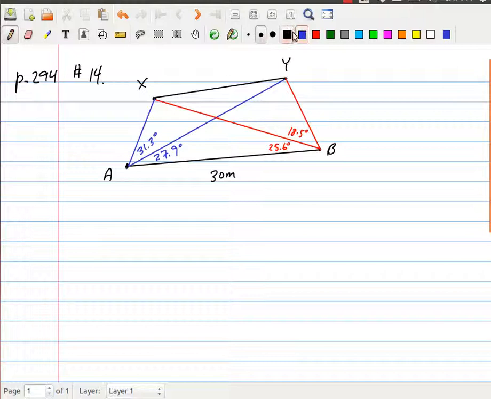And keep in mind, our ultimate goal here is to find this distance XY. So in order to find this distance XY, if I just make use of the four vertices that I have labeled, A, B, X, Y, there are two triangles here that contain XY. So let's look at each of those triangles.